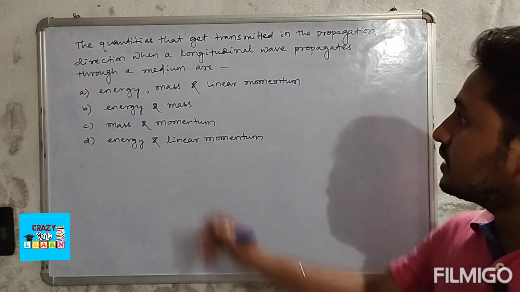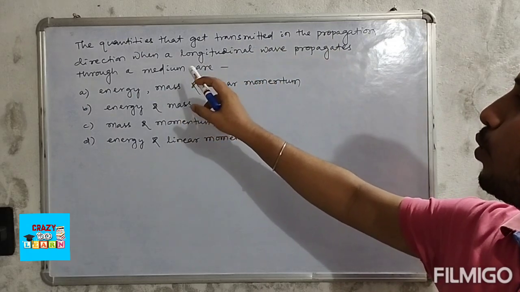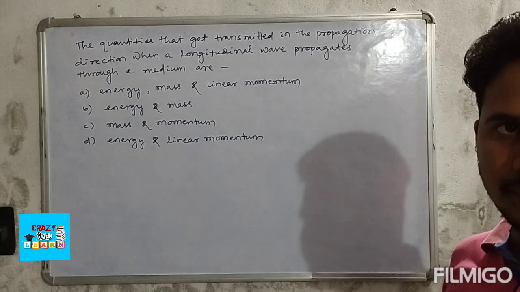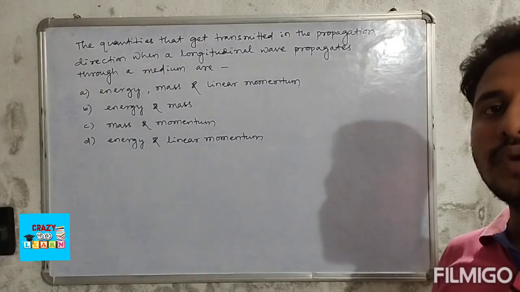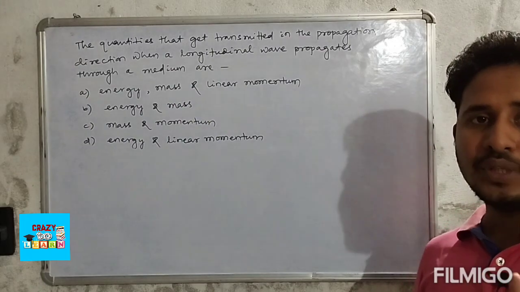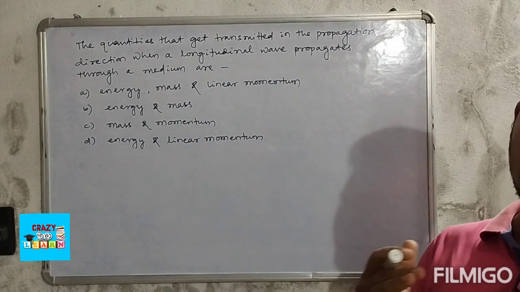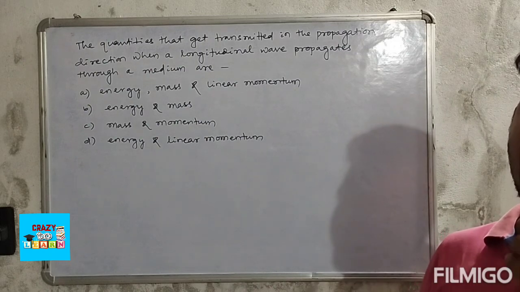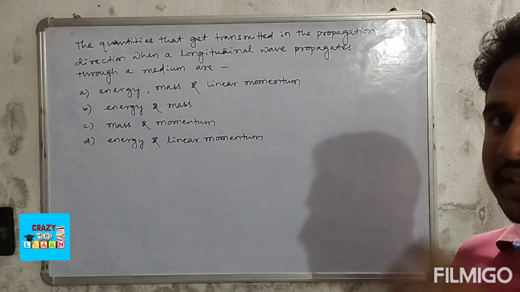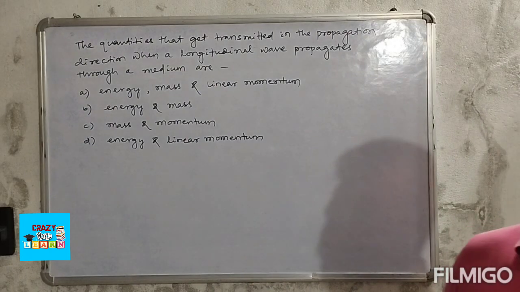Our next question is, the quantities that get transmitted in the propagation direction when a longitudinal wave propagates through a medium. So what is a longitudinal wave? We know that the longitudinal wave is the type of wave in which the particles vibrate along the same direction of propagation of the wave, and in this wave the mass is not transmitted.